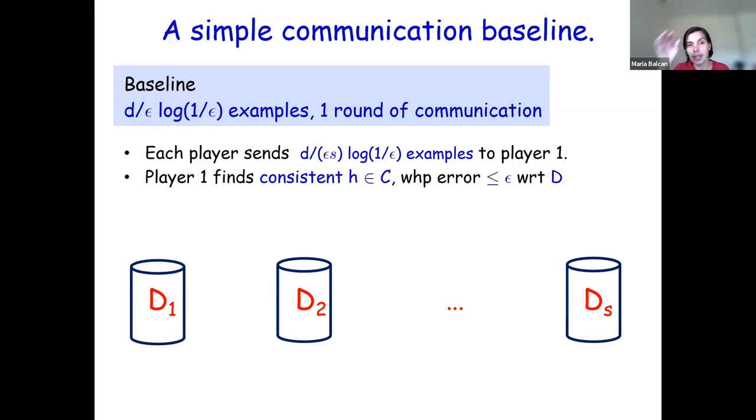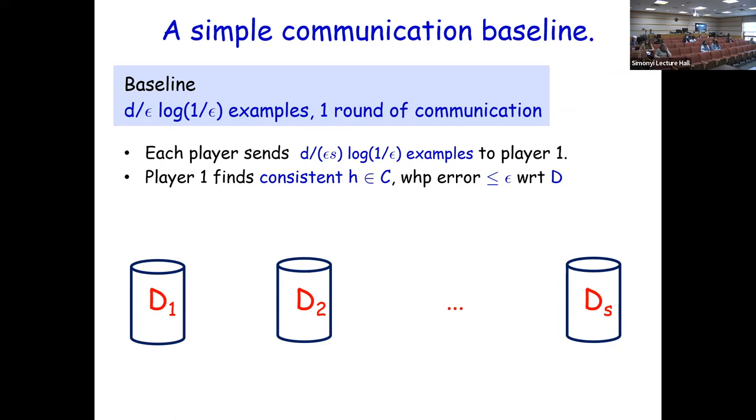So the idea is the following. We have S players here, each with their own data distribution. We're going to have each player send 1 over S times d over epsilon, log one over epsilon examples to player one. Let's assume that player one is the one that will do the computation. So each player sends 1 over S, where S is the number of players, times d over epsilon log one over epsilon examples to player one. Then player one just collects all those examples and finds a hypothesis that is consistent with them.